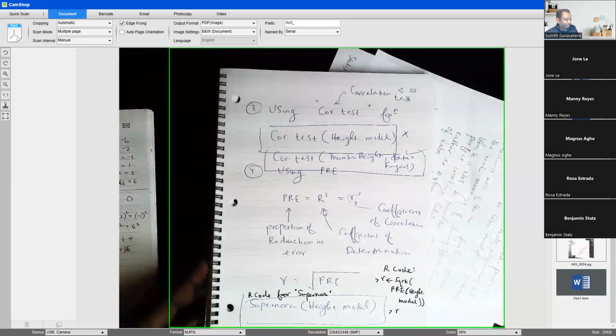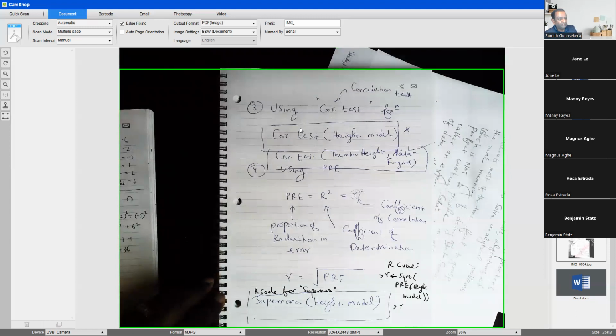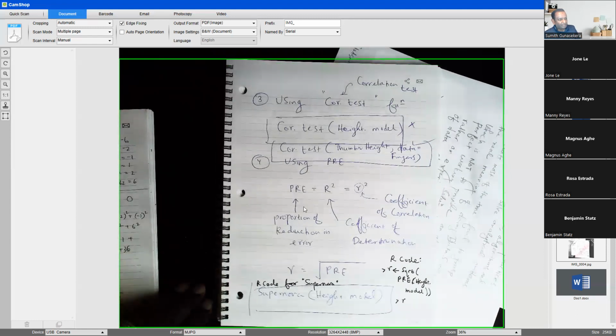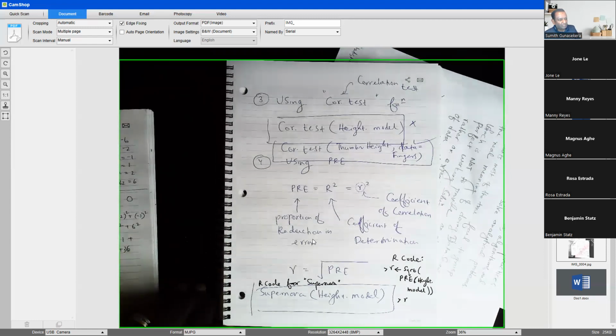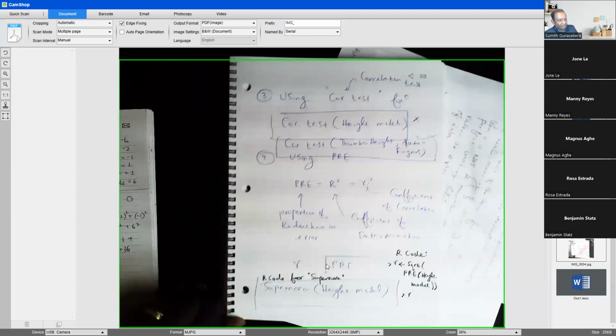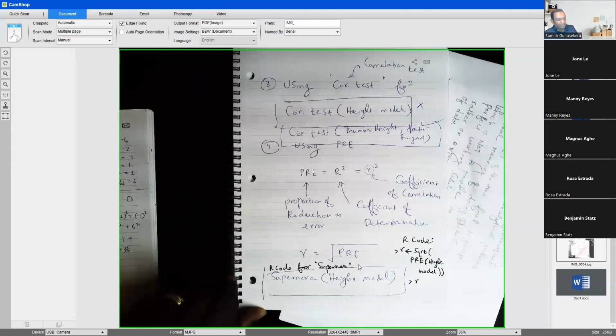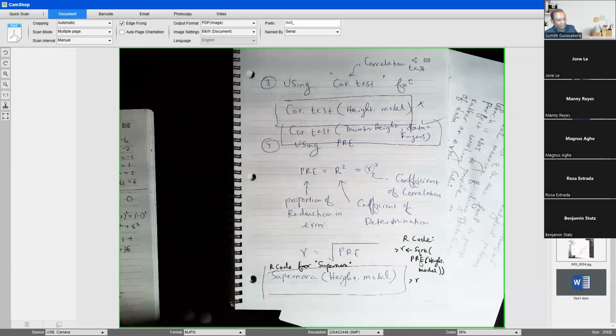Or third method, using cor test. Using PRE, you can remember PRE is nothing but proportional reduction in error. R squared means coefficient of determination. And coefficient of correlation, R, the small r, is the same as this one. So R is nothing but the square root of R squared.